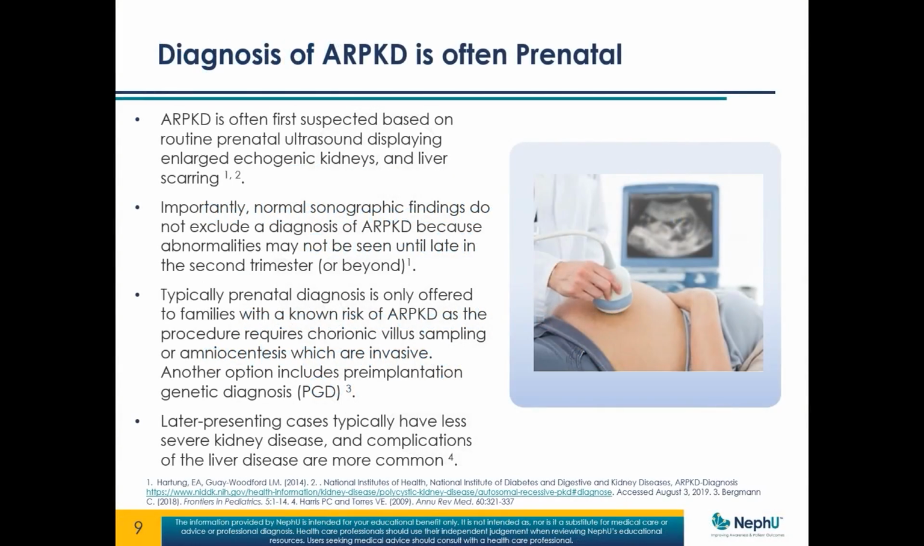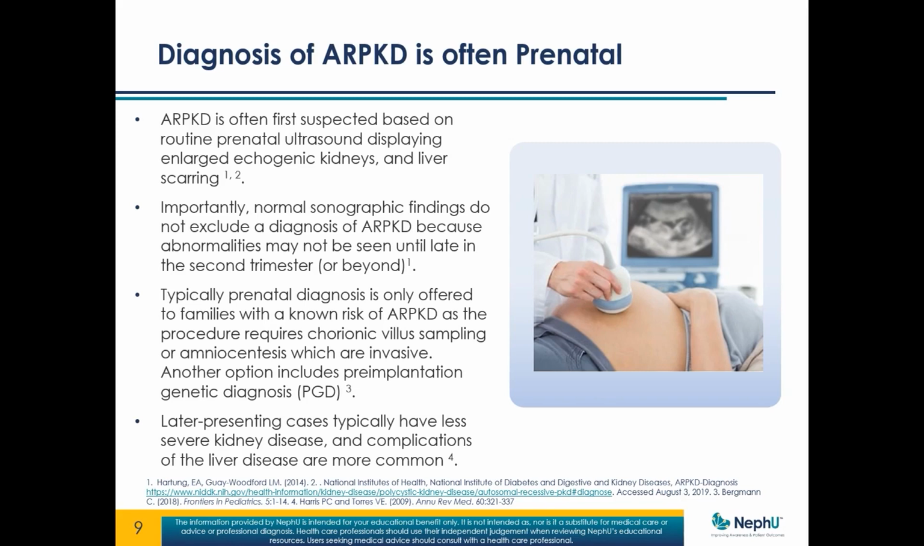So how do you diagnose ARPKD? So it's often prenatal. It's often first suspected when the mom comes in for a routine prenatal ultrasound and you see large echogenic kidneys along with liver scarring. That's important because that separates it from some of the other diseases that can have cysts.